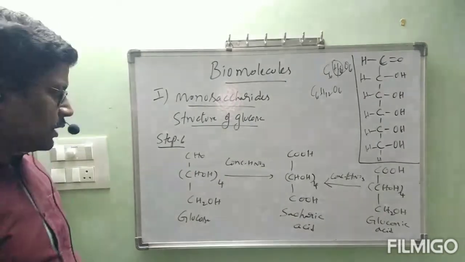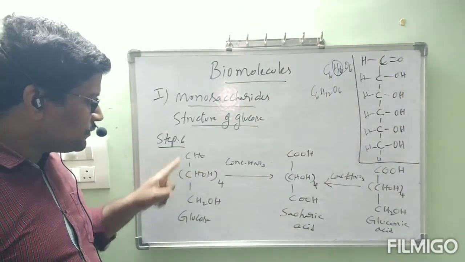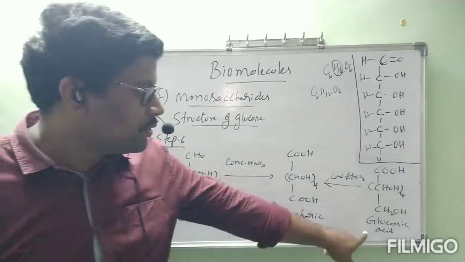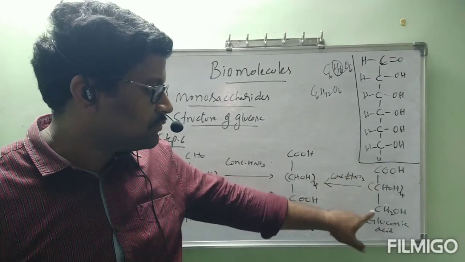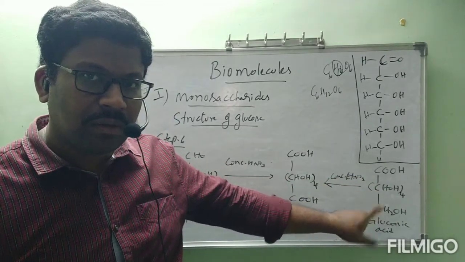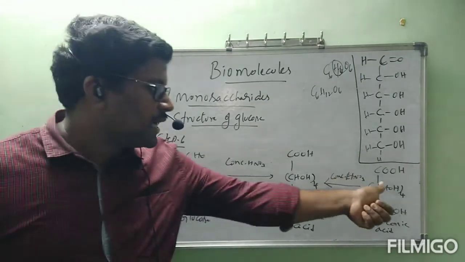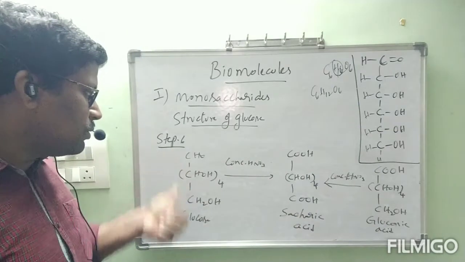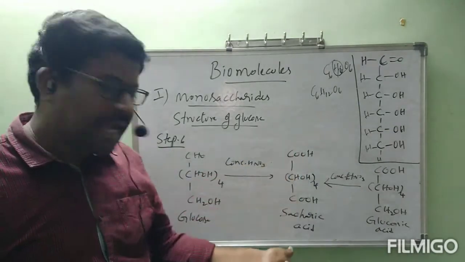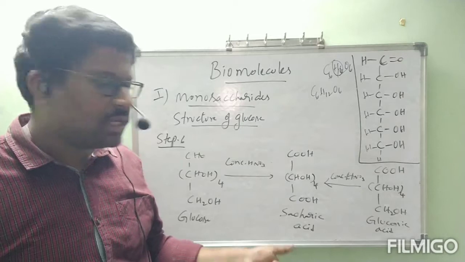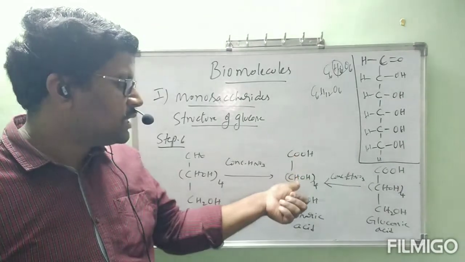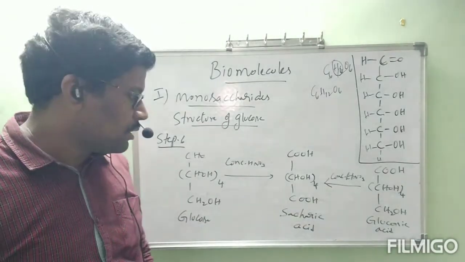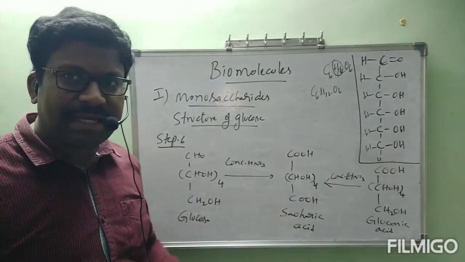Can all of you see? Here I wrote glucose: CHO, CH2OH, remaining 4 CHOH groups. Gluconic acid: COOH, CHOH4, CH2OH. Gluconic acid reacts with concentrated HNO3 to get saccharic acid. Glucose reacts with concentrated HNO3 to get saccharic acid. Saccharic acid structure: COOH, CHOH4, COOH. This is saccharic acid.